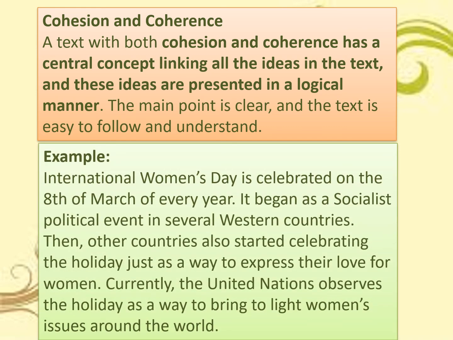Example: International Women's Day is celebrated on the 8th of March of every year. It began as a socialist political event in several Western countries. Then, other countries also started celebrating the holiday just as a way to express their love for women. Currently, the United Nations observes the holiday as a way to bring to light women's issues around the world.